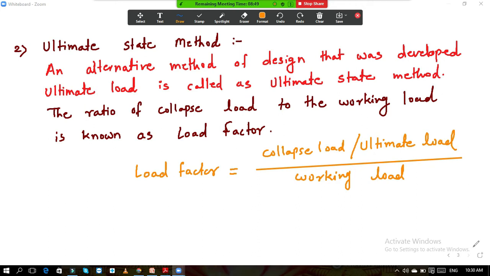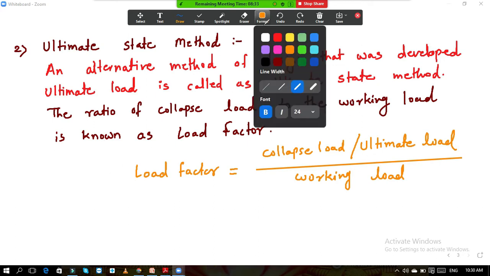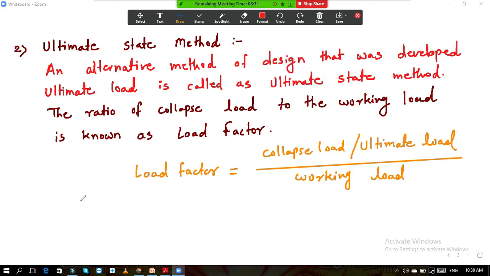So our third method is the limit state method, and the limit state method is the combination of these two methods, and that is the method which we are using right now. Okay, so I have explained the points already, so we will write down the points over here, whatever I have just explained to you now.